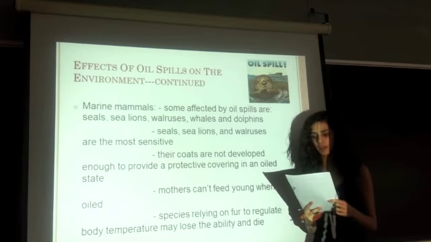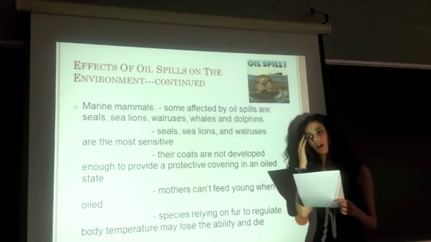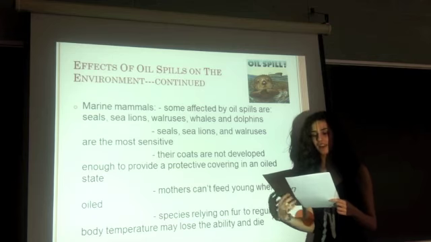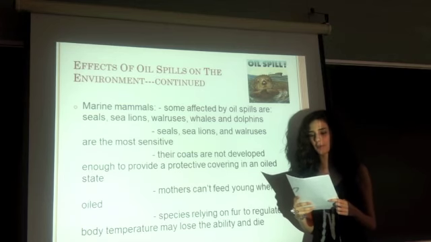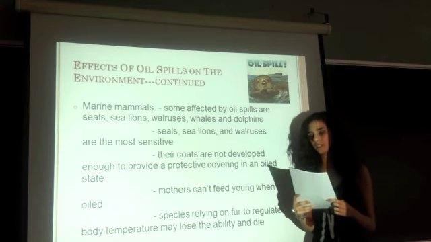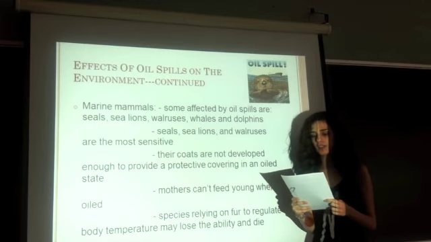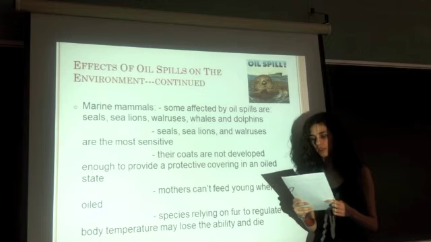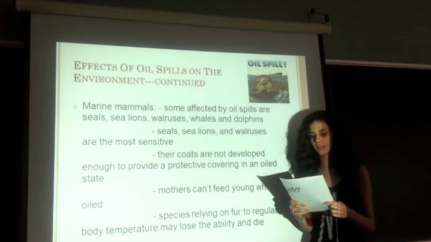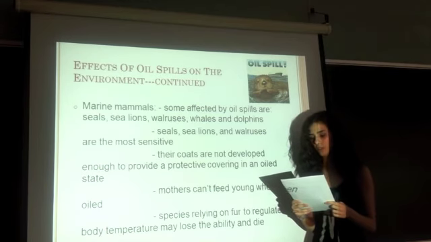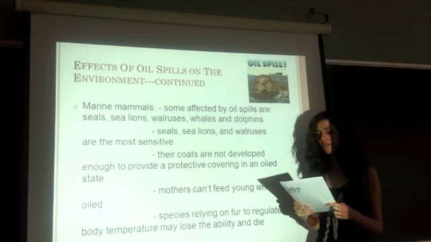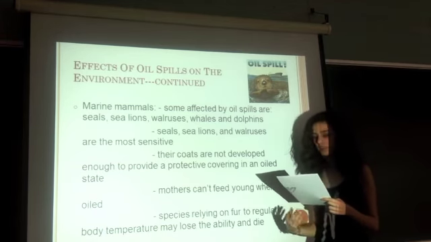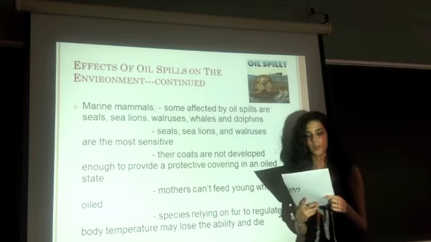Some of the young ones that die from oiling, it's because their coats are not developed enough to provide a protective covering in an oil stain. Oiling can also cause the fur to lose waterproofing or buoyancy. Those species that rely on the fur to regulate their body temperature lose their ability when oiled and die from overheating or hypothermia, depending on the season they are in.